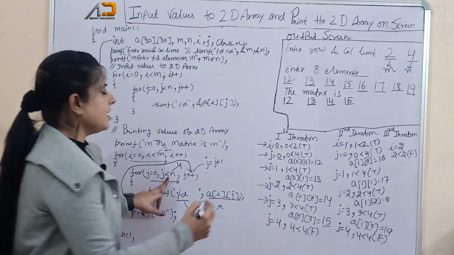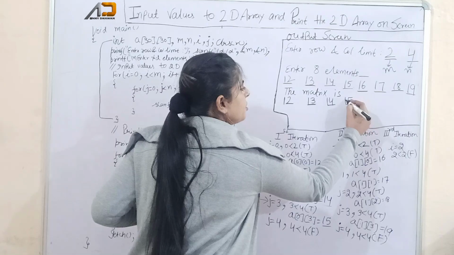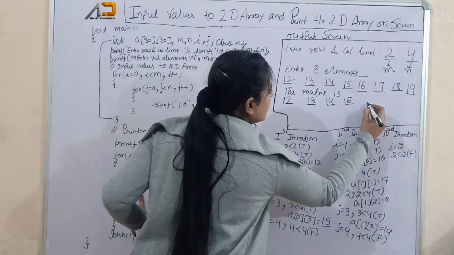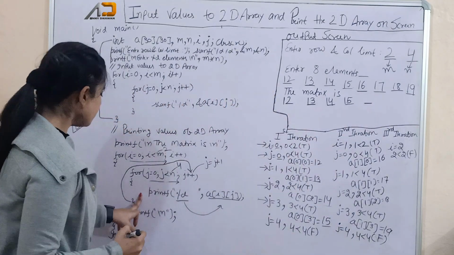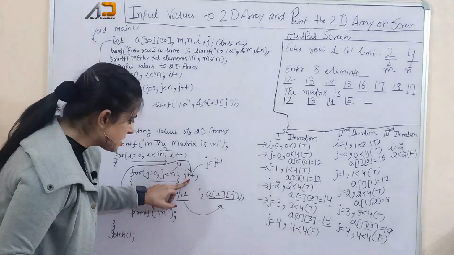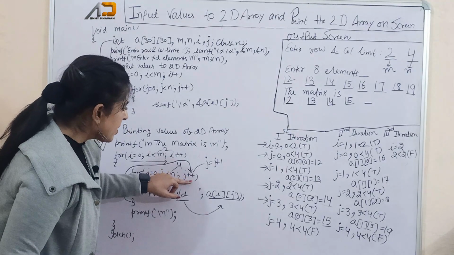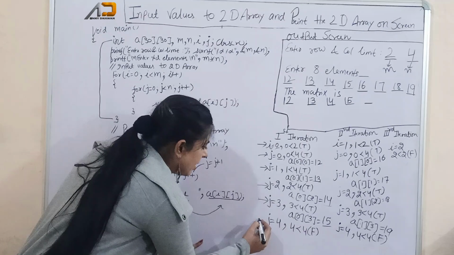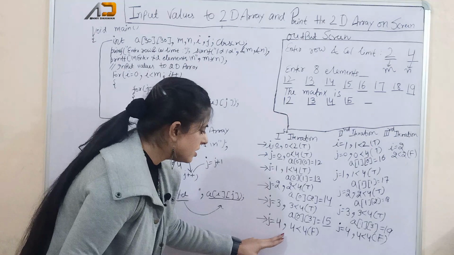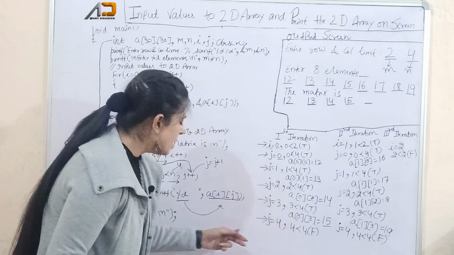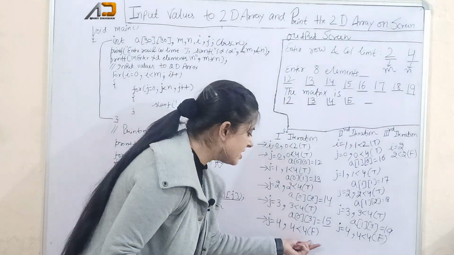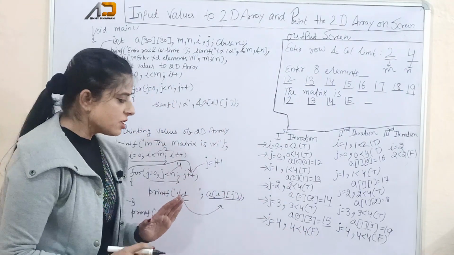After printing 15, the printf function prints a space here. So the control again moves to the jump part of this loop, and j will be incremented by 1. And what is the new j value? That is j is equal to 4. Again the condition is checked here. That is, 4 less than 4? Now the condition is false here.